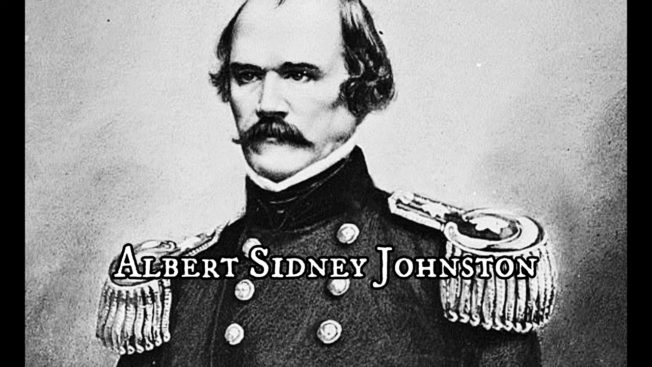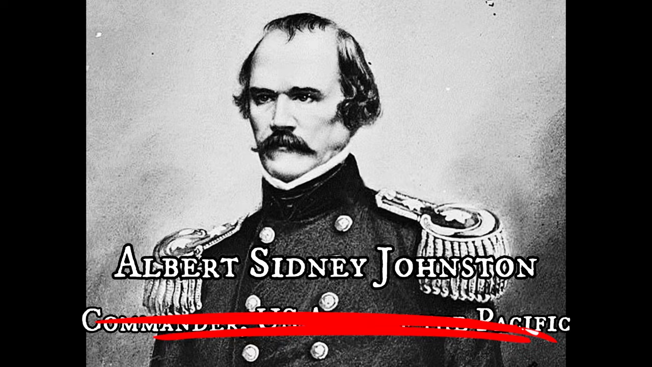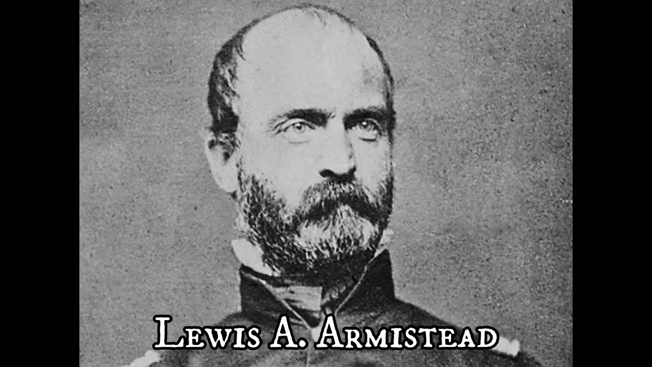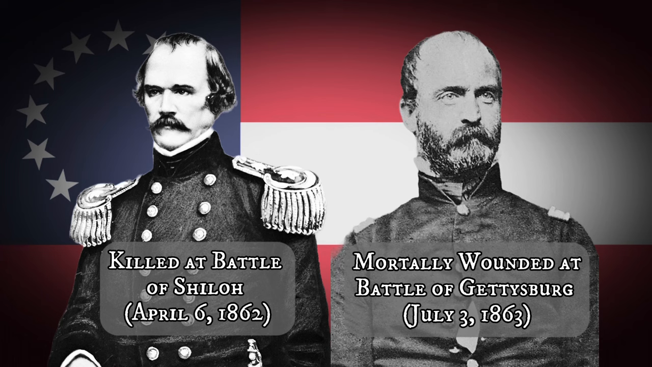In May 1861, Colonel Albert Sidney Johnston, who commanded the U.S. Army Department of the Pacific, resigned his commission. He headed to Los Angeles and was joined by Captain Lewis A. Armistead, who was previously stationed in San Diego. Both of these men, who went on to fight and die for the Confederacy, joined the pro-Southern Los Angeles Mounted Rifles in the spring of 1861.